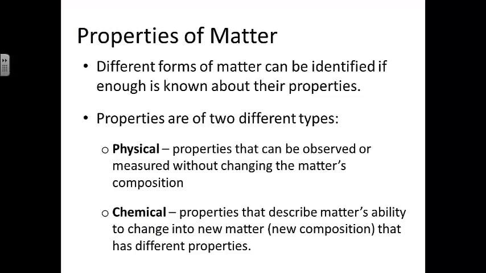Different forms of matter can be identified if enough is known about their properties. Now, properties come in two different types. There are physical properties and there are chemical properties. Physical properties are ones that can be observed or measured without changing the matter's composition, meaning the identity of the substance remains the same as it goes through this change. Chemical properties are ones that describe matter's ability to change into new matter, meaning it has a new composition. Its identity has changed, and it now has different properties after chemical change has taken place.